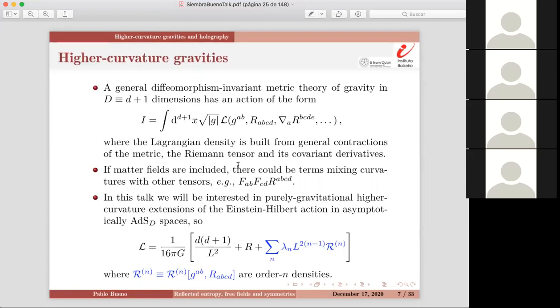But here, I will be talking basically about purely gravitational theories, and in particular, extensions of Einstein-Hilbert, which means that you have some Einstein-Hilbert action, and then you have corrections. In principle, I put only an index here, n. This means quadratic, cubic, quartic, etc. And in principle, there could be, and there are, several densities at each order. These are the kind of actions that I will be considering during the talk, where these densities will be constructed from contractions of the metric and the Riemann tensor.